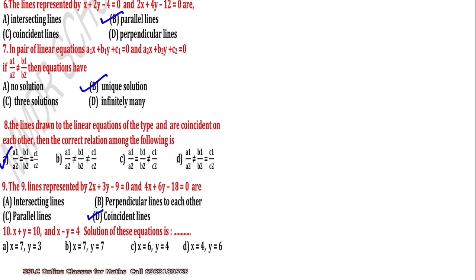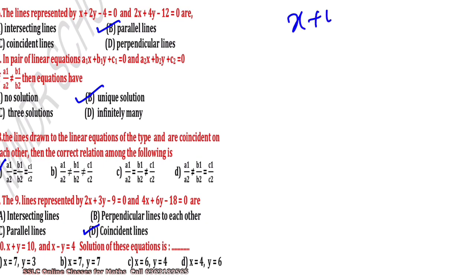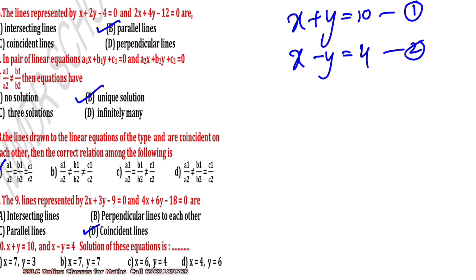X plus y equal to 10 and x minus y equal to 4. Solution of these equations is, see here, two equations are given. We need to find out its solution. First equation is x plus y equal to 10. Let us take it as equation 1. Second one is x minus y equal to 4. Let us take it as equation 2.